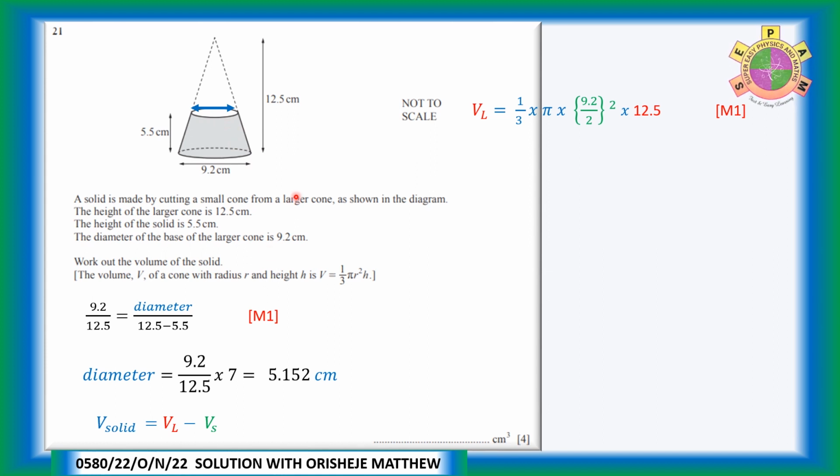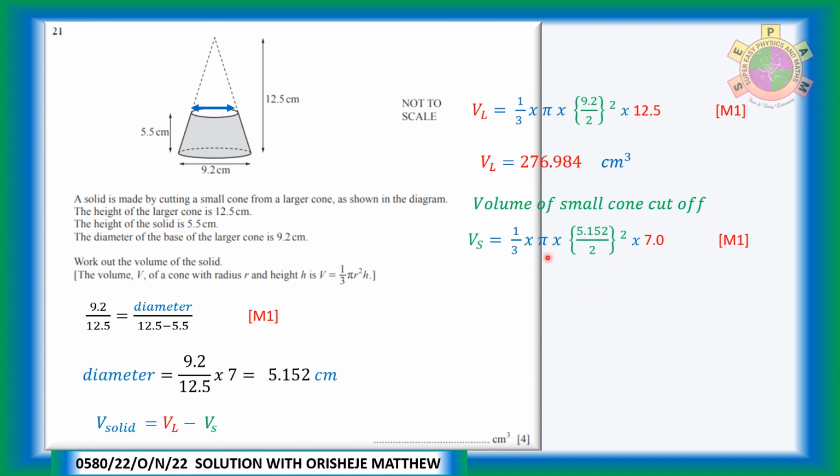So what is the radius? So we have 1/3 multiply pi, multiply by the radius. Radius is half of the diameter, so radius squared. Or you can calculate the radius and substitute directly. So multiply by the height. If you solve that, that will give you the volume of the large cone is 276.984 cm3.